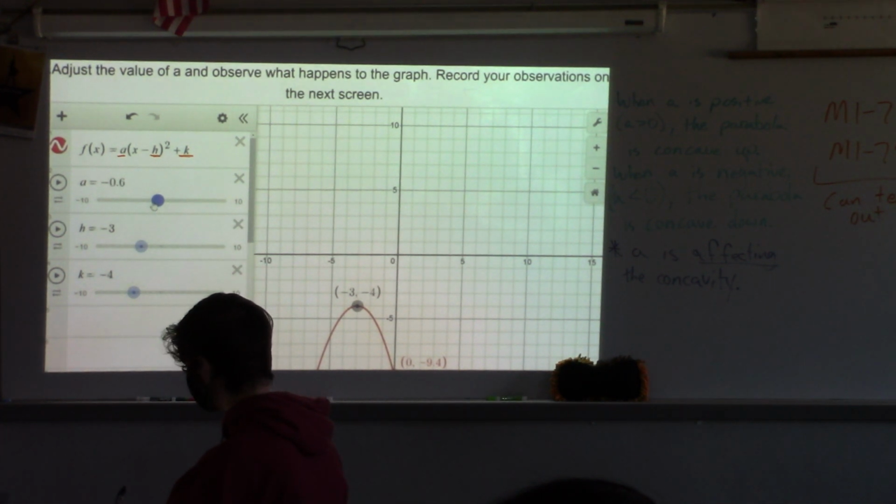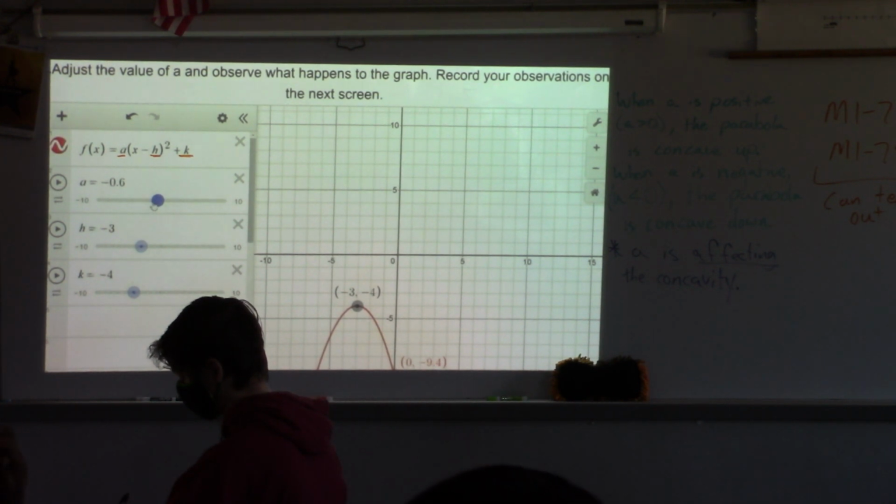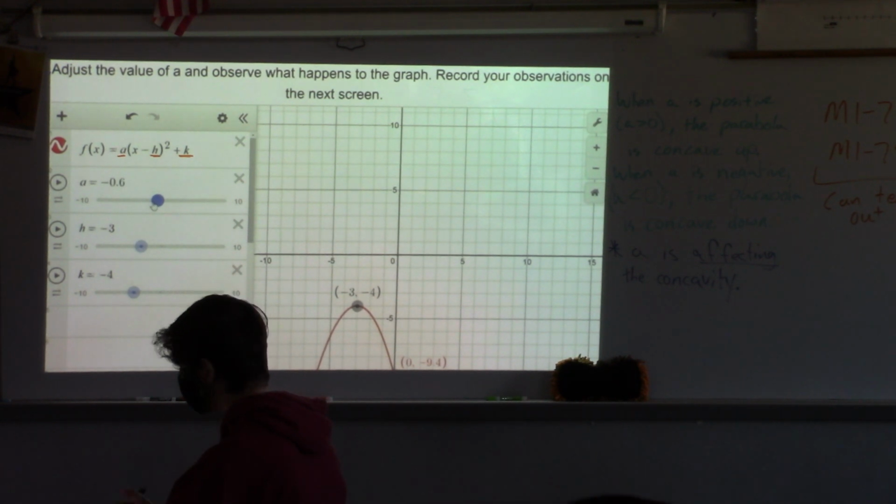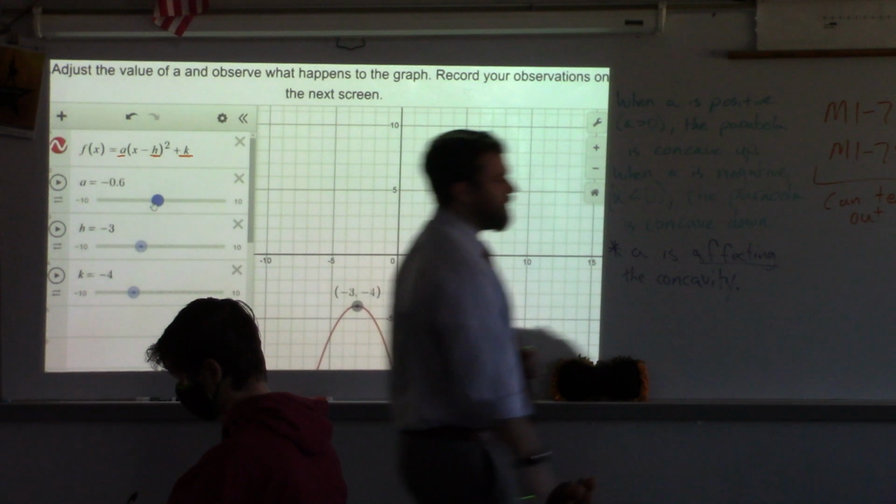And I want to emphasize, did I say A is the concavity? No. Because A is a value or a number, right? But concavity is concave up or concave down. You cannot say A is the concavity, it just affects the concavity. We need to be aware of that distinction. Because when you look at H and K in a second, H is an important part of the parabola. K is an important part of the parabola. Yes, it affects the parabola, but it also is something important, right? A is just affecting the concavity.